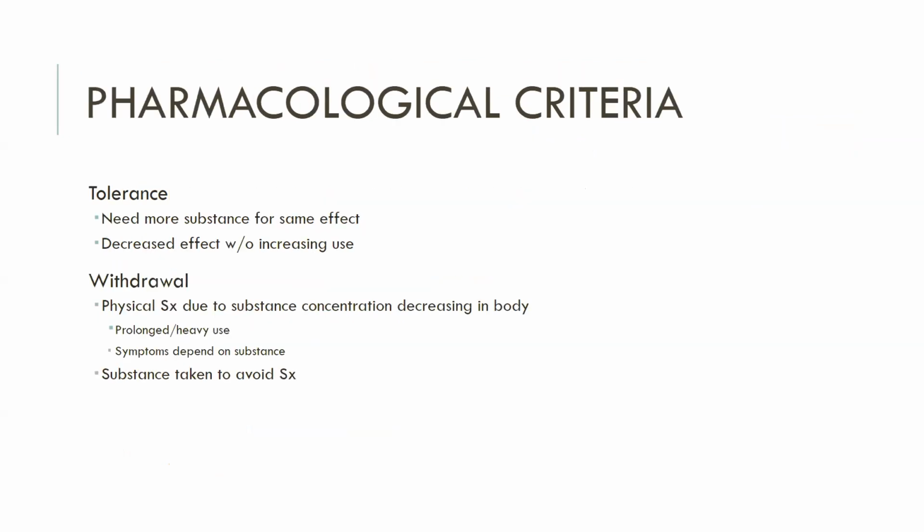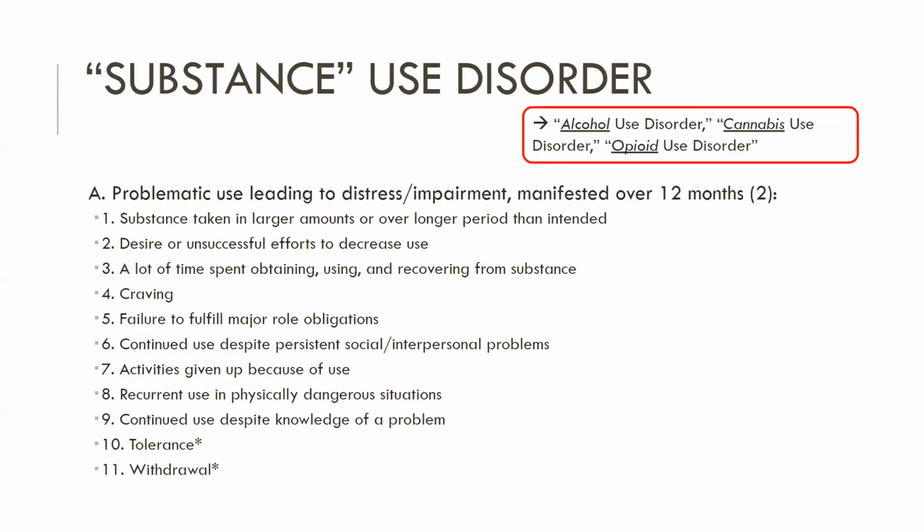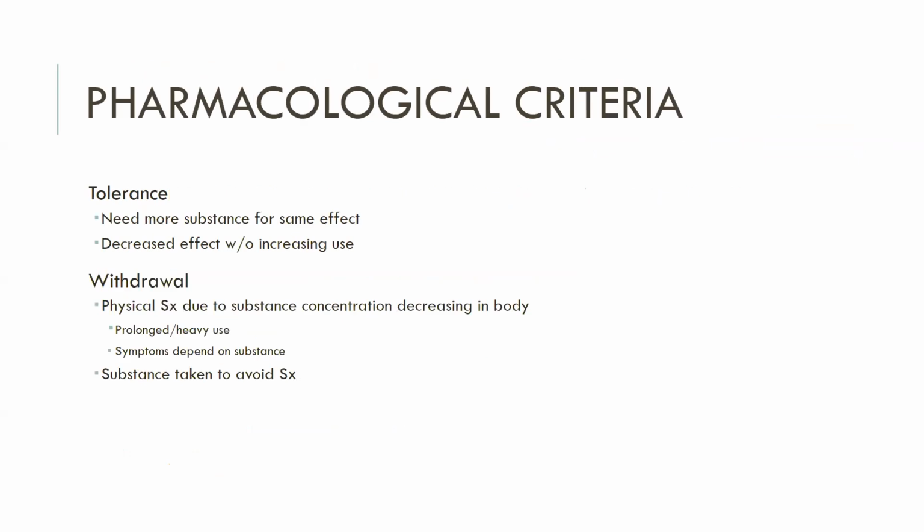So before we do that, though, let's take a closer look at the pharmacological criteria, the pharmacological criteria being tolerance and withdrawal. The reasons these are referred to as pharmacological is because we're really dealing more with changes in how the body is responding to the substance versus purely behavioral, a person doing things differently as a consequence of the substance. So both of these are 2-pronged definitions, so 2 pieces to each term, pretty easy to remember.